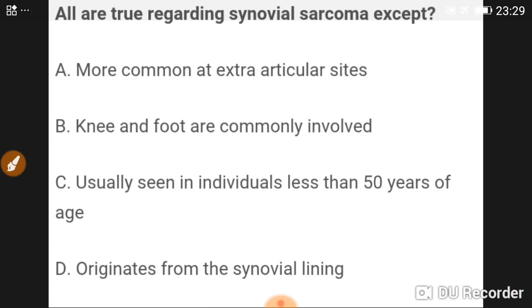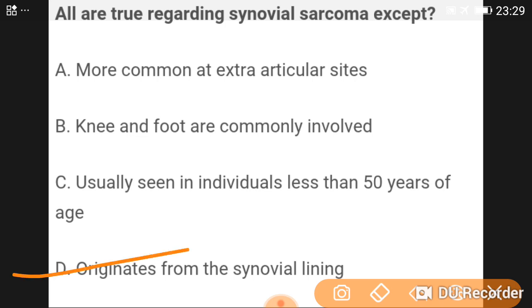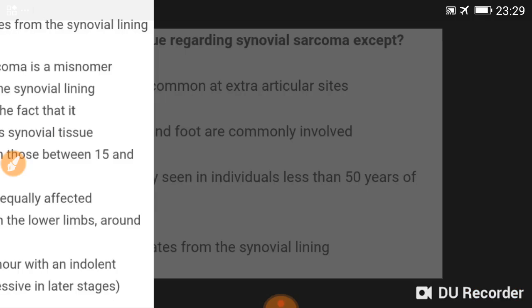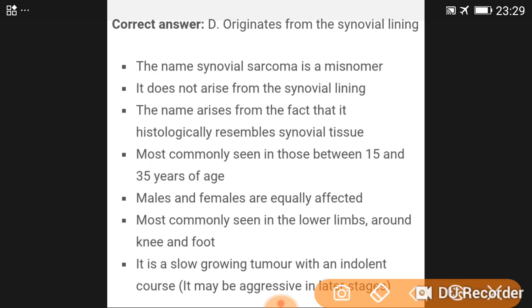Okay. Now, all are true regarding synovial sarcoma except: more common at extra-articular sites. Yes, knee and foot are commonly involved. Yes, usually seen in individuals less than 50 years of age. Yes, but not originating from synovial lining. They are asking except, so the answer is this. Let's move on. Discussing, originates from synovial lining.